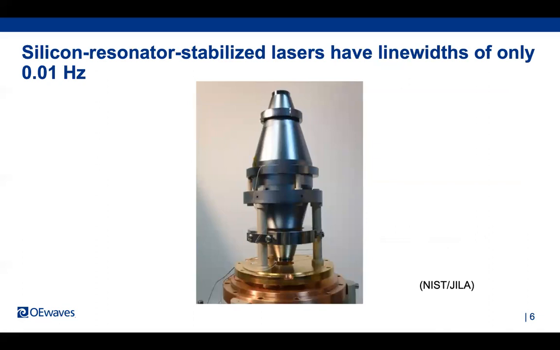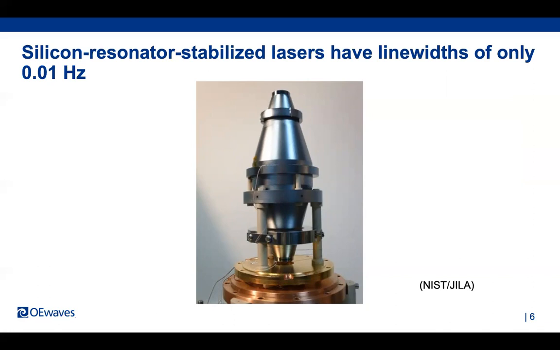Now, how do we stabilize or reduce the noise of a semiconductor laser? Typically, that's done by locking it to an external cavity. And by extending the length of the cavity, essentially by having an external cavity, we improve the performance of the laser. The noise of the laser is suppressed.